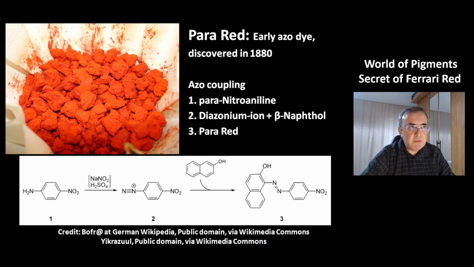This is the earliest Azo dye. This was discovered in 1880. That's Ferrari Red. This formula shows you the reaction of the Azo coupling. You need a derivative of aniline. In this case, it's para-nitroaniline. Para is the position opposite of the amino group. Then you need sodium nitrite and sulfuric acid. This gives you the diazonium ion, which connects to this position of beta-naphthol. And you get back the proton from the sulfuric acid, and the product is Ferrari Red.